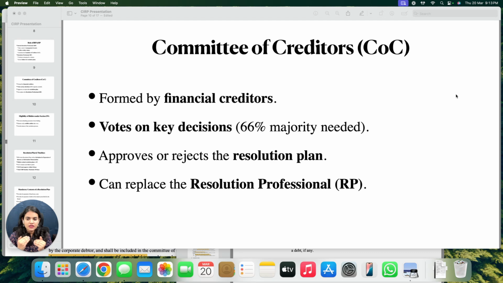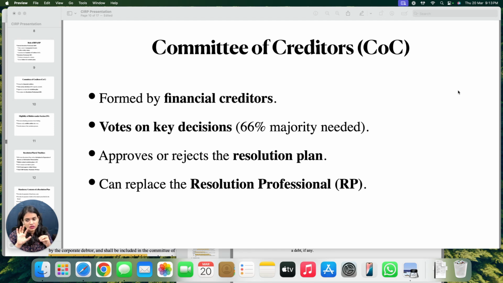And in case of a class of creditors, as I have told you previously, the IRP, while giving a public announcement, provides a choice amongst three unrelated insolvency professionals in the public announcement itself, and gives a choice to the class of creditors to pick one of these insolvency professionals who is going to act as their authorized representative in the committee of creditor meetings.